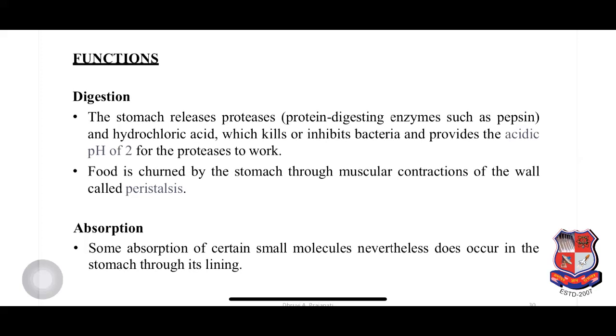Functions of stomach. First is digestion. The stomach releases protease and hydrochloric acid which kills or inhibits bacteria and provides an acidic pH of 2 for the protease to work. Food is churned by the stomach through muscular contraction of the wall called peristalsis. And absorption. Some absorption of certain small molecules nevertheless does occur in the stomach through its lining.